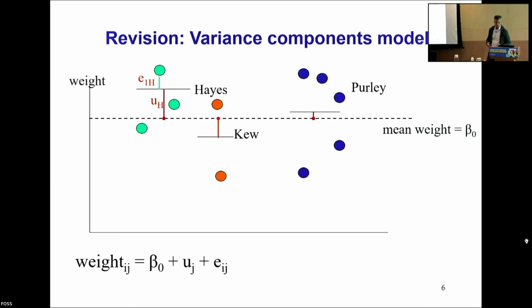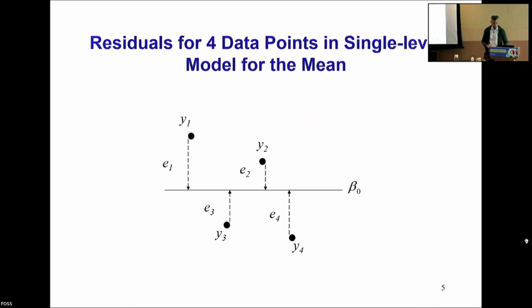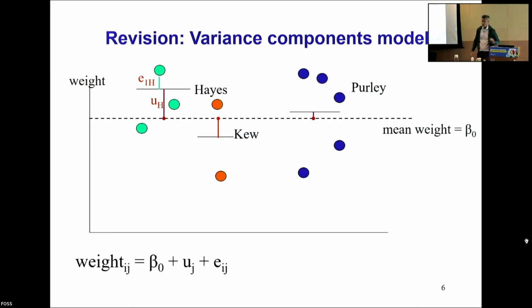How much unexplained variance there is in the model. So the very basic multi-level model is a very simple decomposition of this overall residual, of this overall variance, into two components. The first component is the variance at the group level, the difference between the group mean and the overall mean.